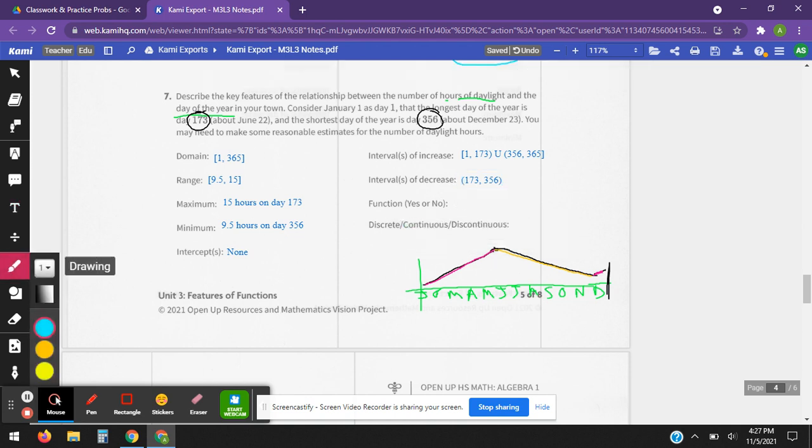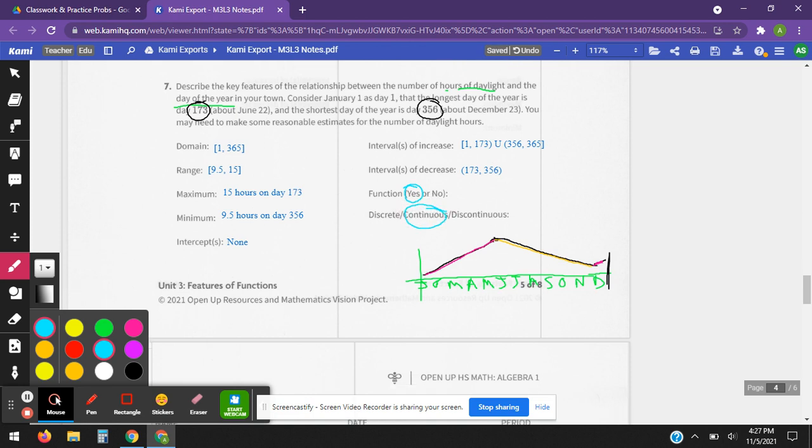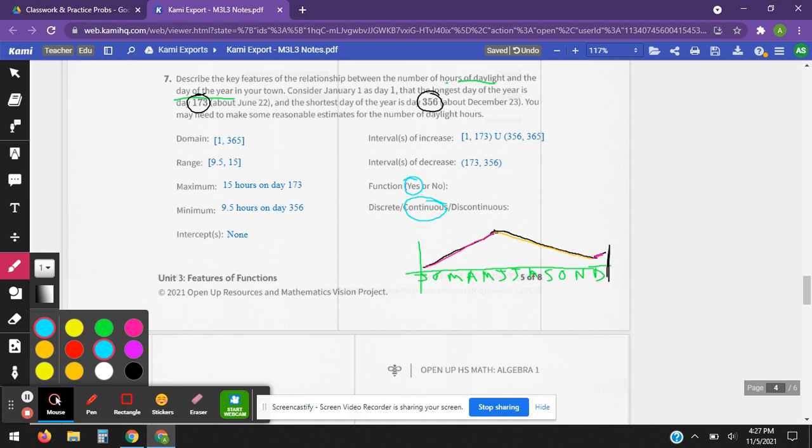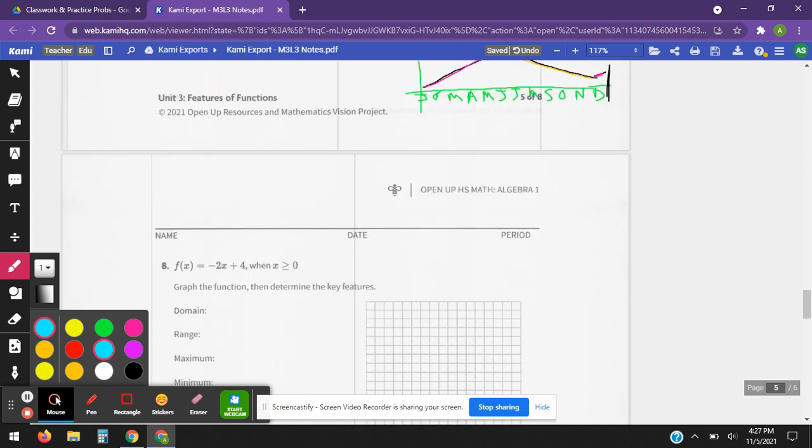So is this a function? Yes. There's only one amount of hours each time. And this one would be continuous on there. All right. So a little bit trickier because we just needed a little more information, but not too bad.